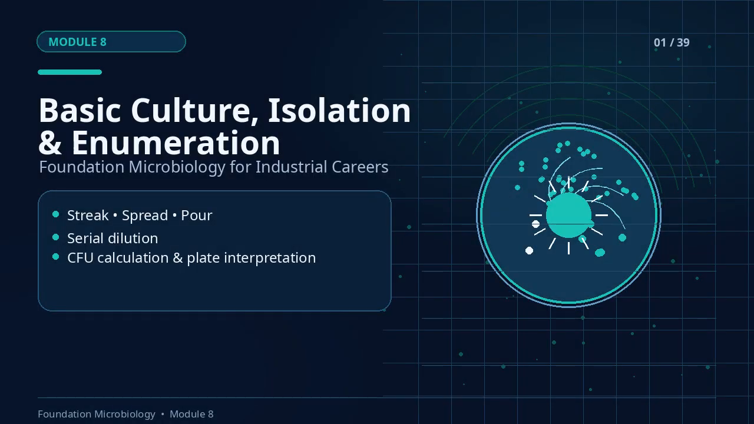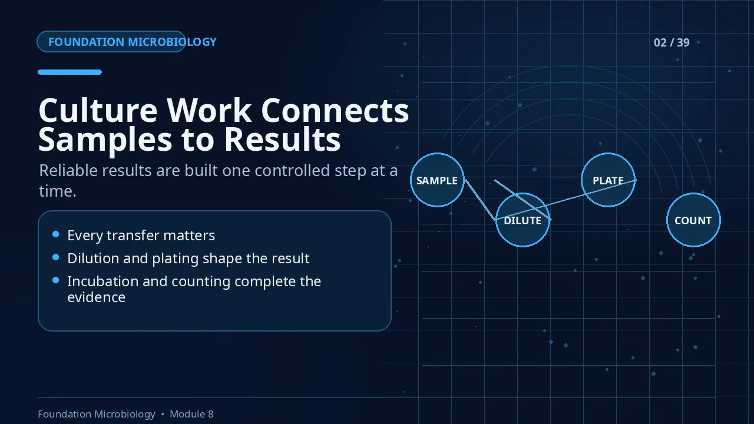Welcome to Module 8, Basic Culture, Isolation, and Enumeration Concepts. In this session, we will examine the core methods used to separate microorganisms, estimate viable counts, and interpret culture plates with a quality-focused mindset. Culture work connects a physical sample to a reportable microbiological result. Every transfer, dilution, incubation condition, and counting decision can influence the reliability of the final conclusion.